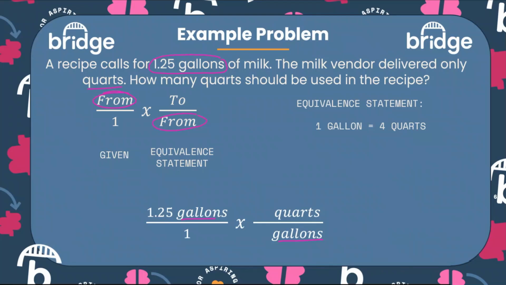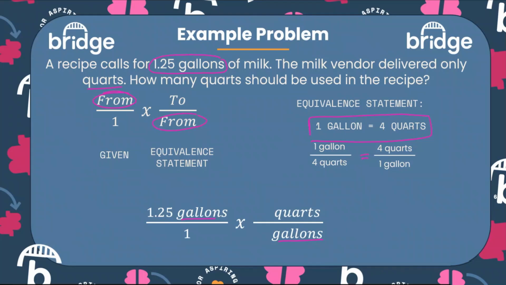1 gallon is equal to 4 quarts. This is an equivalence statement. And since these two values are equal to each other, we can write them as 2 fractions. What would those fractions look like? 1 gallon over 4 quarts or 4 quarts over 1 gallon. And they mean the same thing. They're equal to each other. It's just a freaky way of writing 1.